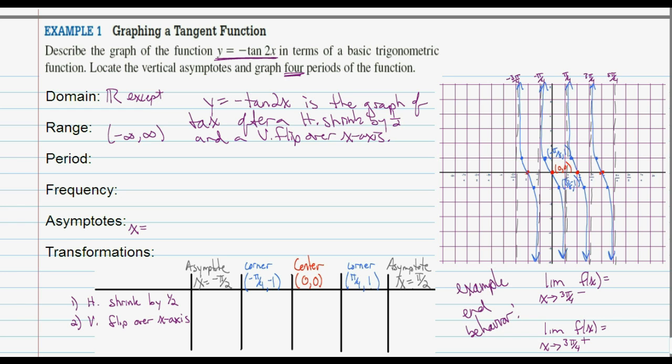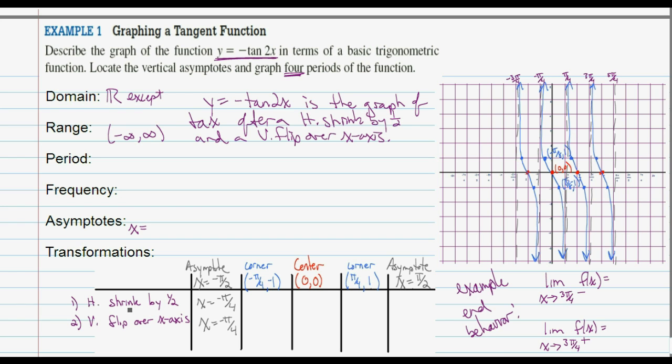So in calculating each of those, for the basic points of a tangent curve, the tangent of negative pi over 2 is undefined, negative pi over 4 is negative 1, etc. I'm going to take each one of these points and put it through the two transformations in this curve. So the x-coordinate of negative pi over 2 has now been shrunk in half. So that will be x equals negative pi over 4. Then the vertical flip over the x-axis only affects the y-coordinate, so it's going to stay negative pi over 4.